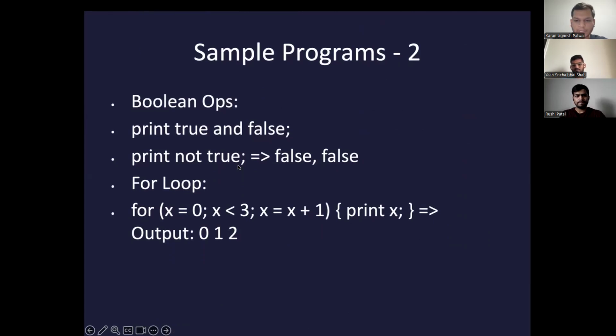In the last slide, we saw the implementation of if, while, and print statements. Now in this sample program, we will see the implementation of Boolean operations and the for loop. You can write print true and false and also print not true. The interpreter correctly evaluates them as false and false, which is correct. And our for loop is implemented in C style syntax, as can be seen, and it correctly gives the output.